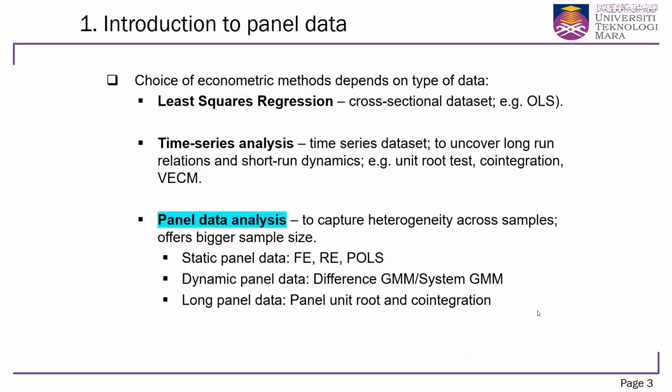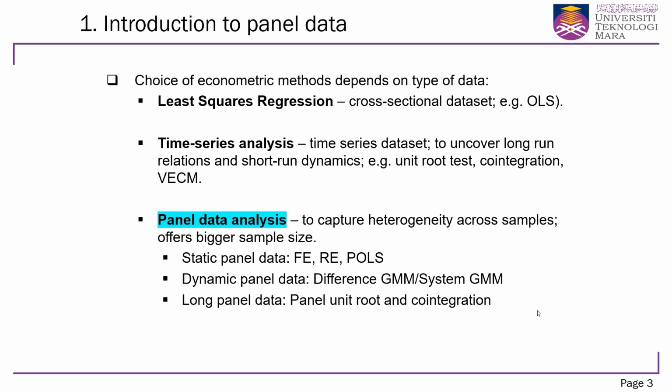So the choice of econometric methods will depend on the type of data that we have. Just now we talked about the cross-sectional data set. So normally, ordinary least square regression will be used for cross-sectional data set. And for time series data, we will use time series analysis like unit root test, co-integration test, vector error correction model to uncover the long run relationship and short run dynamics. Because this is time series data, we have data over a long period of time.